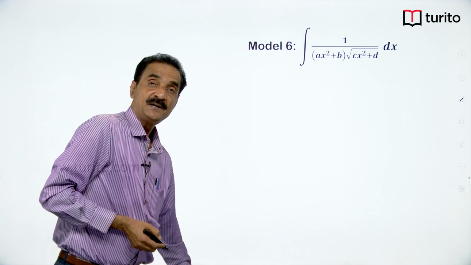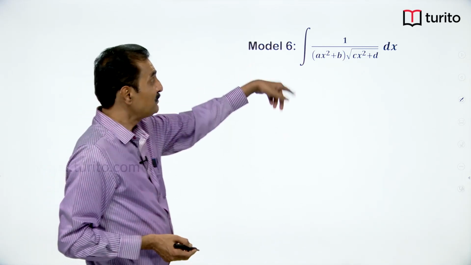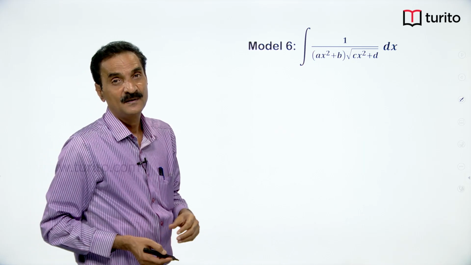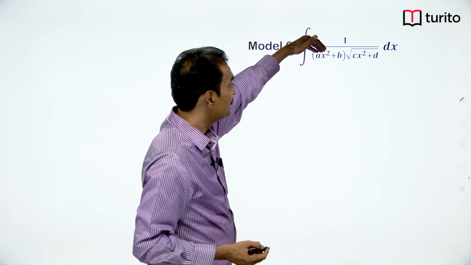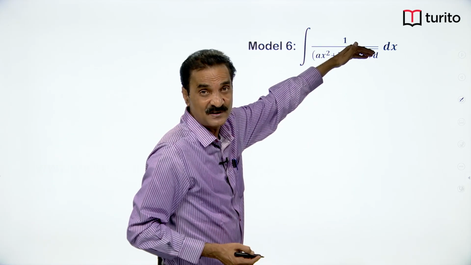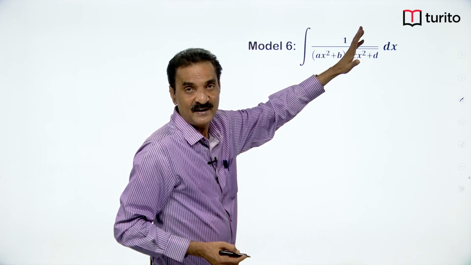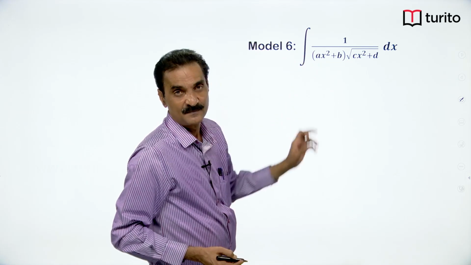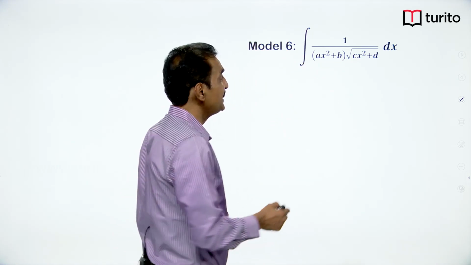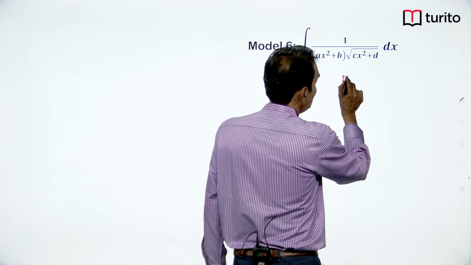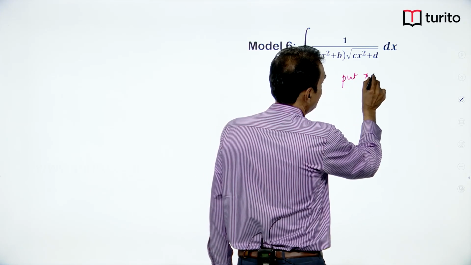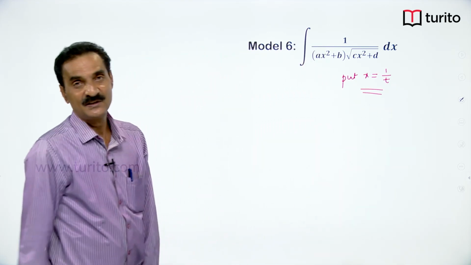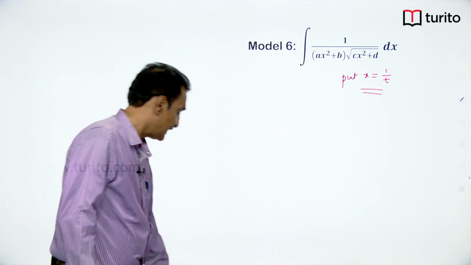Next, integral 1 by ax square plus b into root cx square plus d. We have already discussed the method for 1 by ax plus b into root cx plus d, putting cx plus d is equal to t square. But when they are quadratic without x coefficient, the standard substitution is put x is equal to 1 by t. Put x is equal to 1 by t. Let us solve one question.